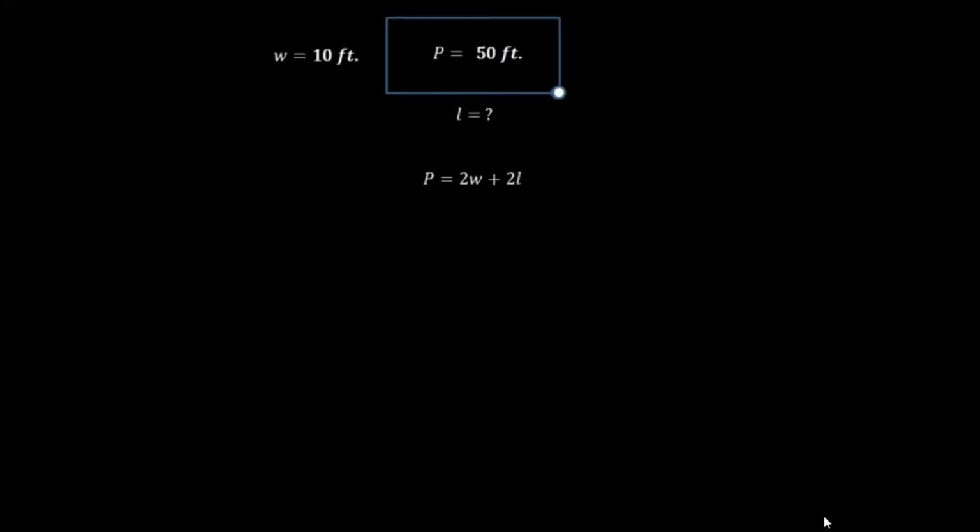So our first step in this problem is going to be to replace the variables whose values we know with those values. So our first step is to replace the P in our formula by 50 feet, its value. And we do the same thing for the W. We replace the W in our formula with the value 10 feet.